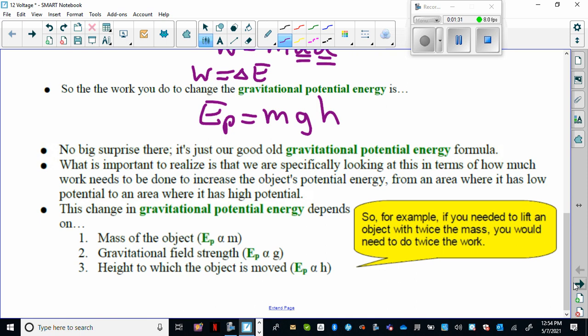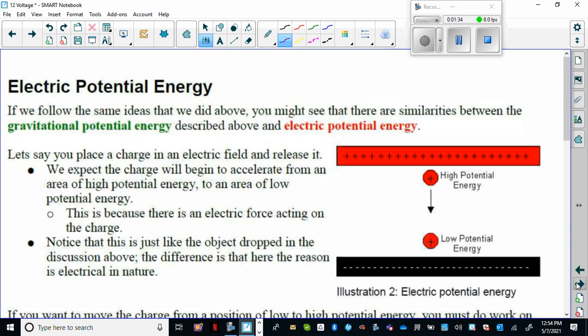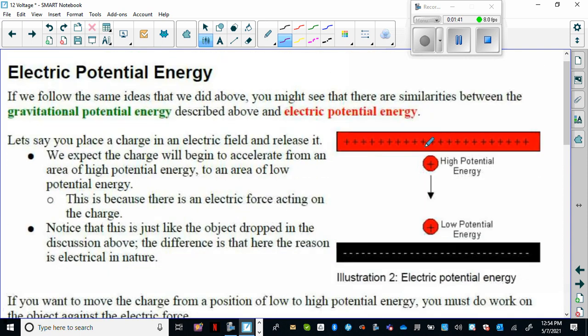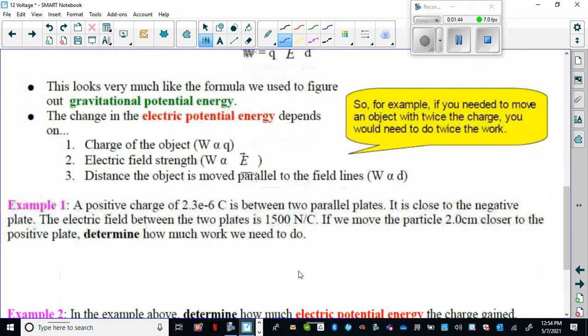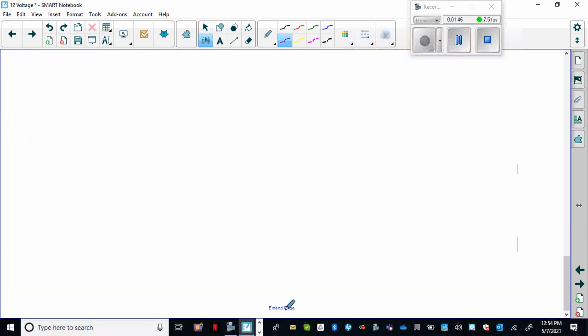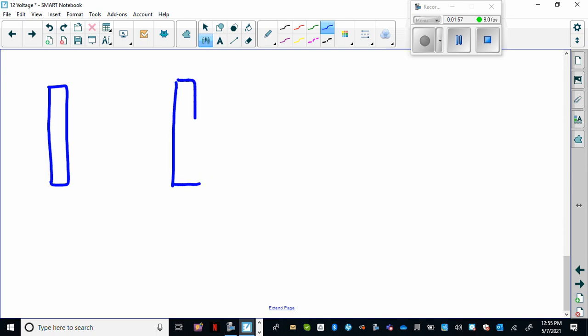Okay, now on to electric potential energy. It's a very similar concept with just a few little tweaks. Before we look at the diagram here, I'm actually going to do my own diagram at the bottom, just because I like to first introduce this concept using vertical parallel plates so that you don't get electric potential energy confused with gravitational potential energy and think of up and down, and when something's on the ground it has no potential energy.